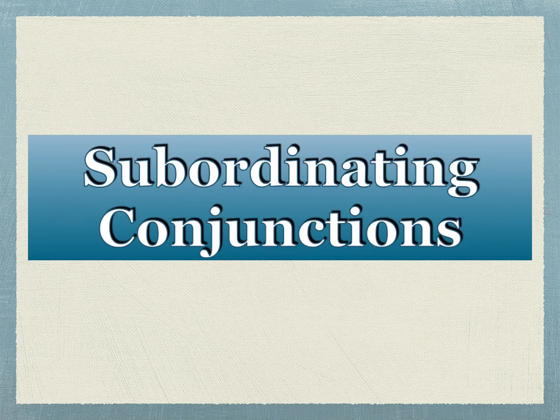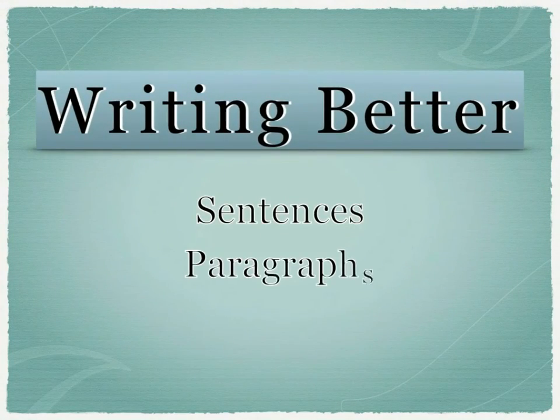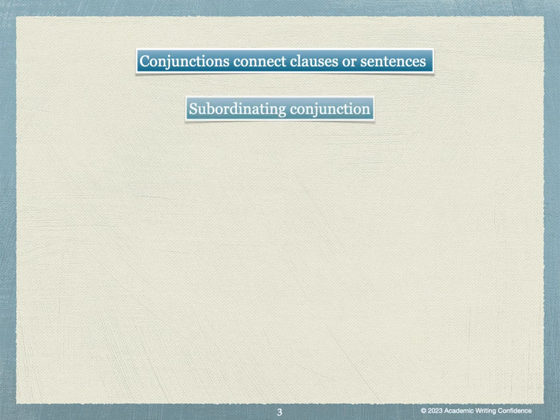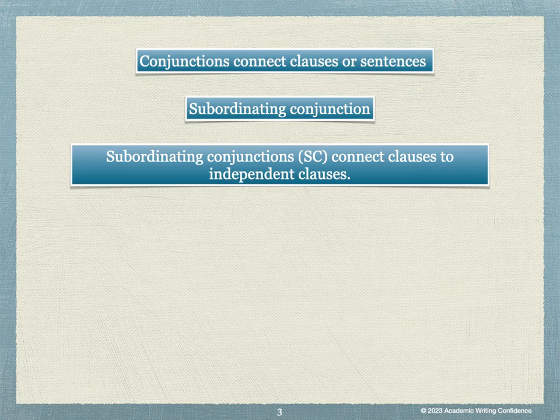There are several ways to connect sentences in English, and one of those ways is by using subordinating conjunctions. Conjunctions are used to connect clauses or sentences. In this video, we're going to talk about subordinating conjunctions. Subordinating conjunctions connect clauses to independent clauses.